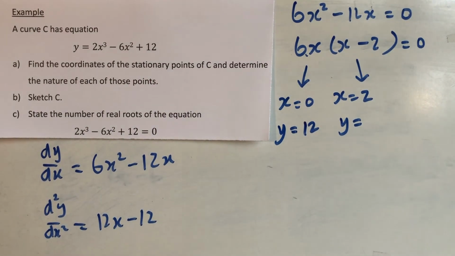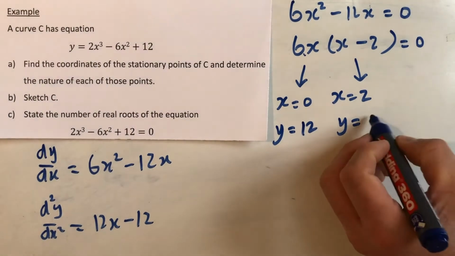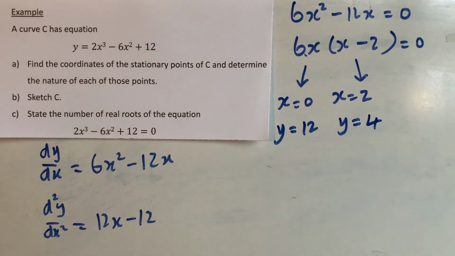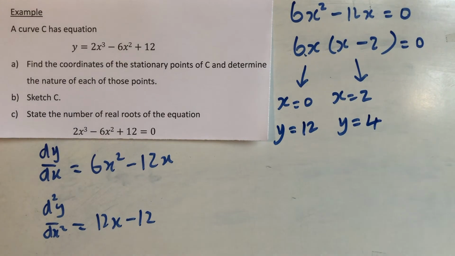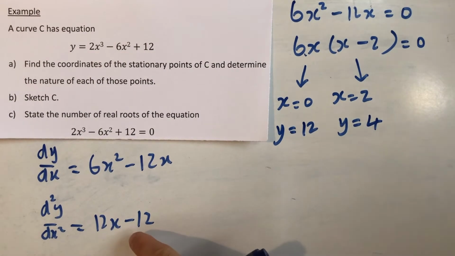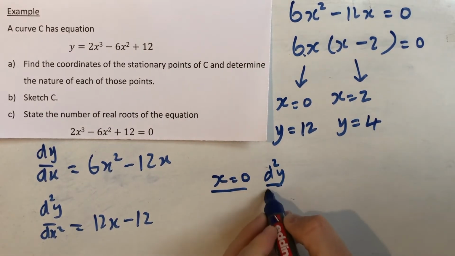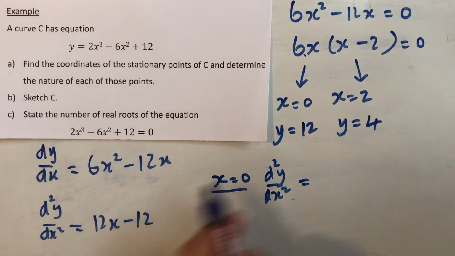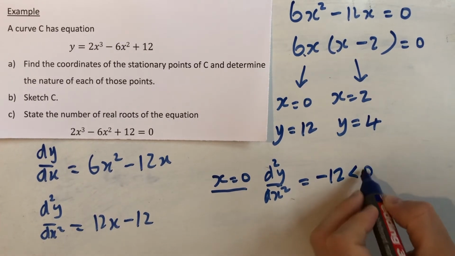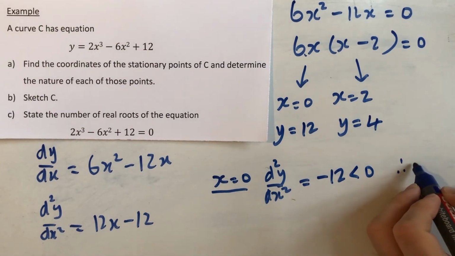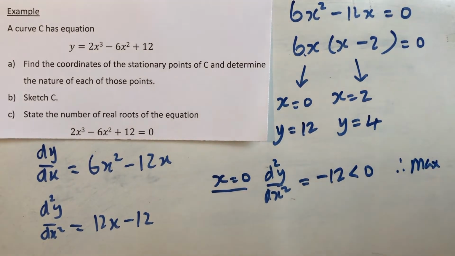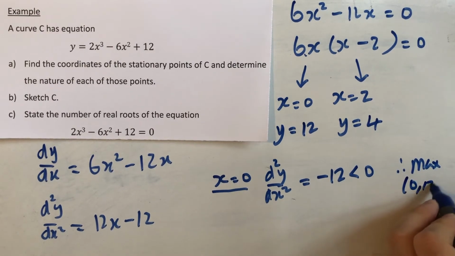If I put 2 into there, again, let the calculator do the work. So we've got 2 lots of 2 cubed, take 6 lots of 2 squared, plus 12, and that comes out to be 4. As before, we would then put 0 into the second derivative. So x equals 0, then the second derivative works out to be 0 minus 12, so minus 12, which is below 0. So therefore we have a maximum at 0, 12.